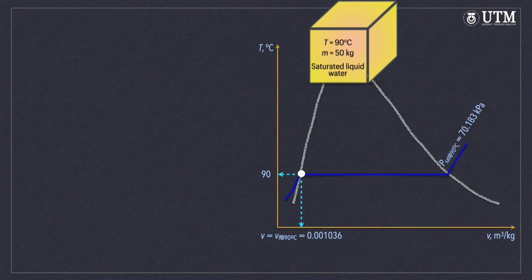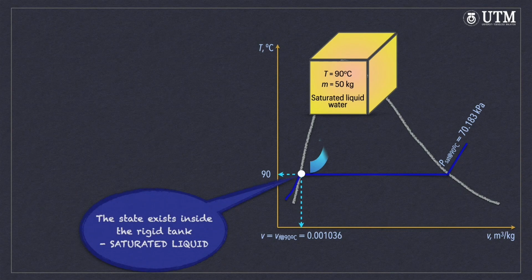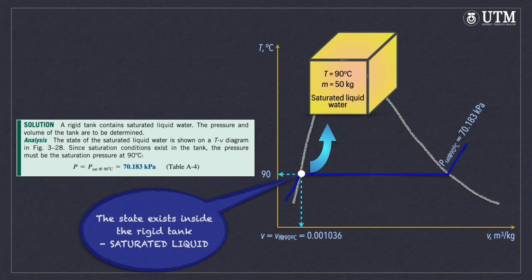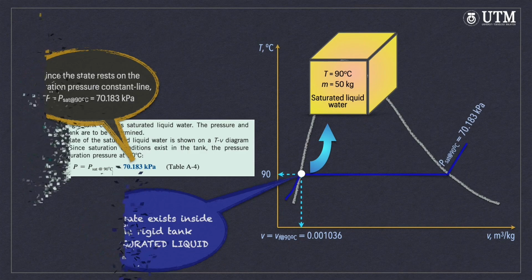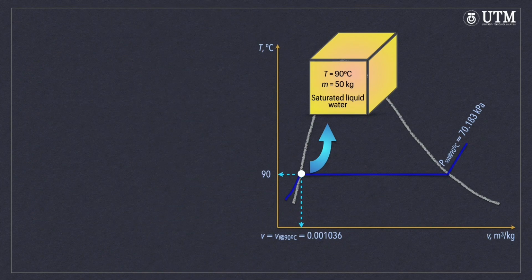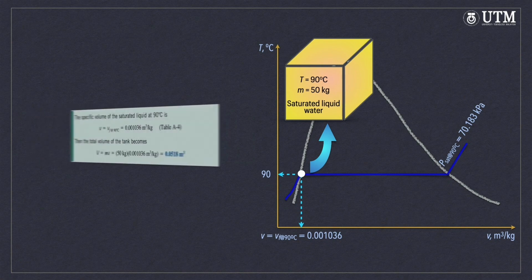Because we have already known the phase of the state. Since the state lies on the saturation pressure constant line, the tank pressure is the saturation pressure at 90 degrees Celsius, as specified. The total volume of the tank is the product of mass and specific volume.